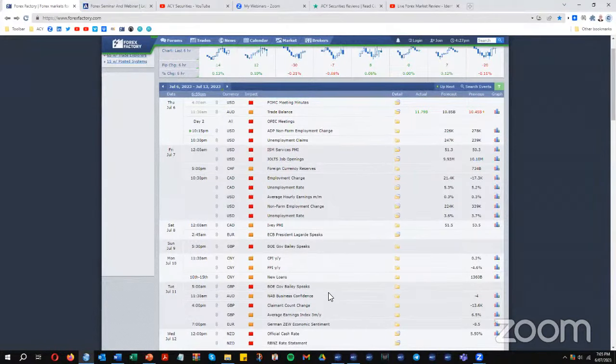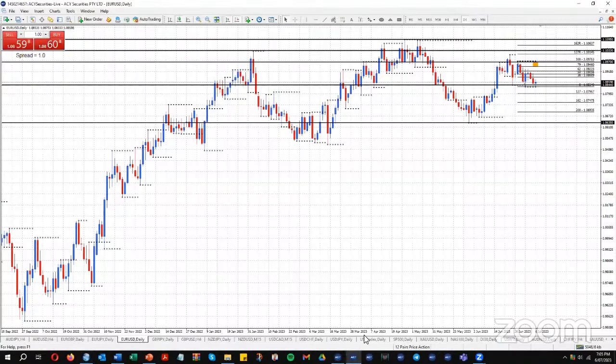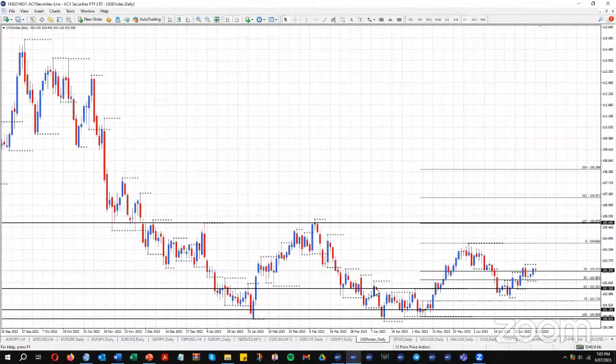All right, let's get into the charts. So we'll start with the US dollar. It's been heading up all week, slowly but surely grinding up.